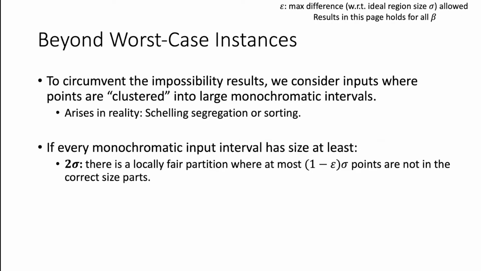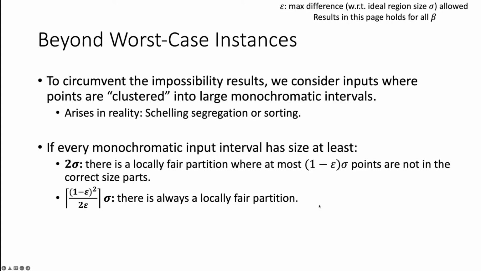So what we show is that sigma is the ideal region size that we want. If your input is runs of monochromatic intervals, and all these runs are of length at least 2 sigma, then there is a locally fair partitioning where a small fraction of the points are not in the correct sized regions. So most of the regions are of the correct size, but a small number of points are in wrong size regions. If you throw these points away, everything is good.